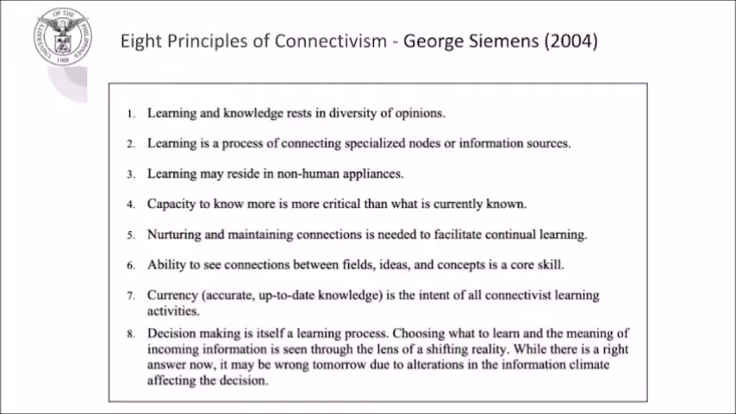Siemens proposed 8 principles of connectivism. First, learning and knowledge rests in diversity of opinions. Second, learning is a process of connecting specialized nodes or information sources. Third, learning may reside in non-human appliances. Fourth, capacity to know more is more critical than what is currently known. Fifth, nurturing and maintaining connections is needed to facilitate continual learning. Sixth, ability to see connections between fields, ideas, and concepts is a core skill. And seventh, currency, accurate, up-to-date knowledge, is the intent of all connectivist learning activities.